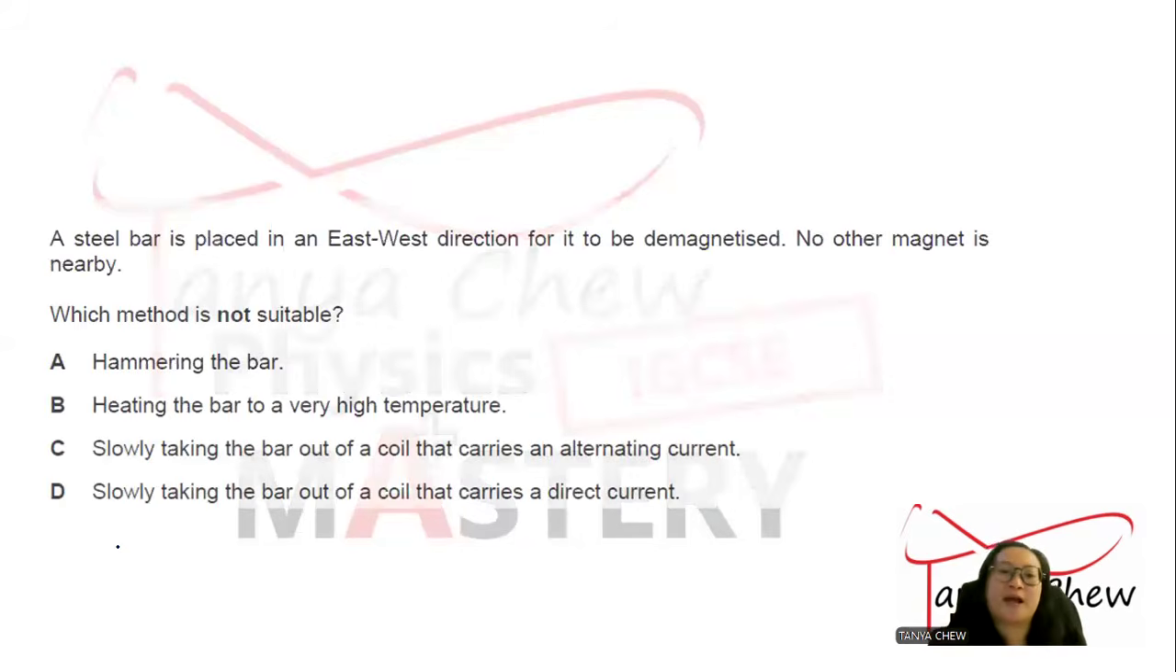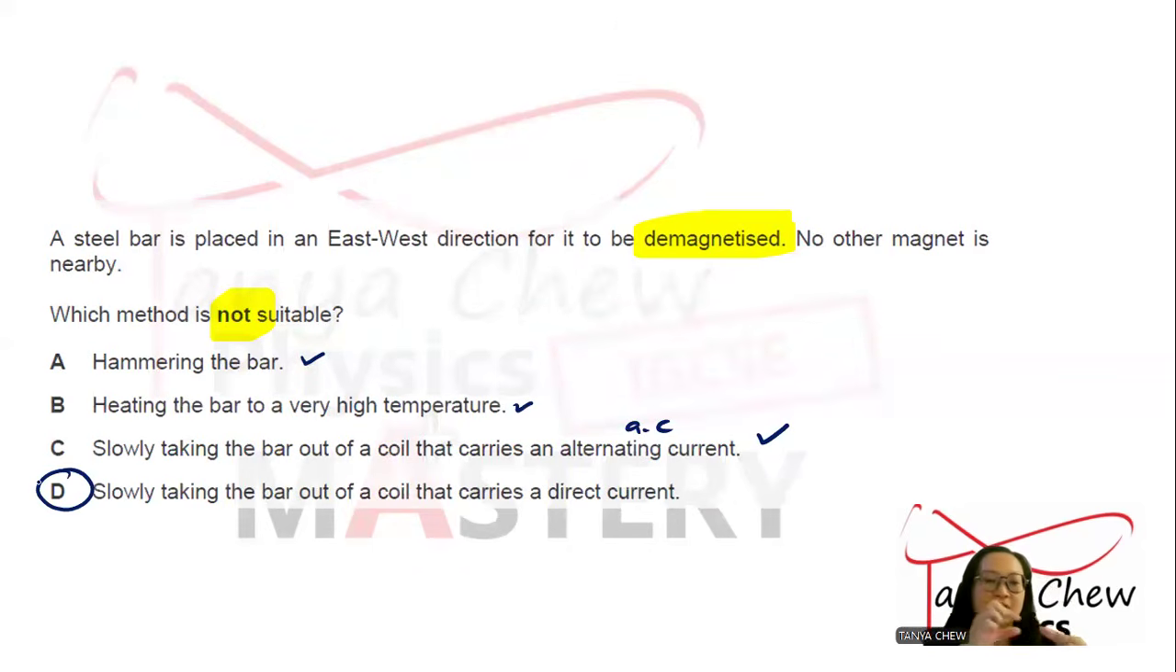What about this one? A steel bar is placed in an east-west direction for it to be demagnetized. No other magnet is nearby. Which method is not, remember the not, suitable? Hammering the bar, yes. Heating the bar to a very high temperature, yes. Slowly taking the bar out of the coil that carries AC, alternating current, yes. The one that is not suitable is slowly taking the bar out of the coil that carries a direct current. Direct current is used to magnetize a steel bar.